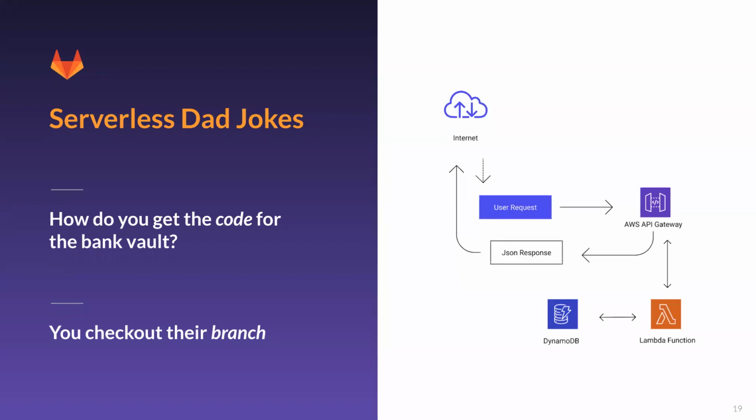For instance, if we were going to tell a Git dad joke, it might be, how do you get code for the bank vault? Well, you check out their branch. It's a fantastic GitLab dad joke, and everyone at GitLab loves it when I tell GitLab dad jokes, I promise you. So for this application, it's not going to be too complex. We're just going to have Lambda in front of our DynamoDB, which is going to be the data store for our dad jokes.